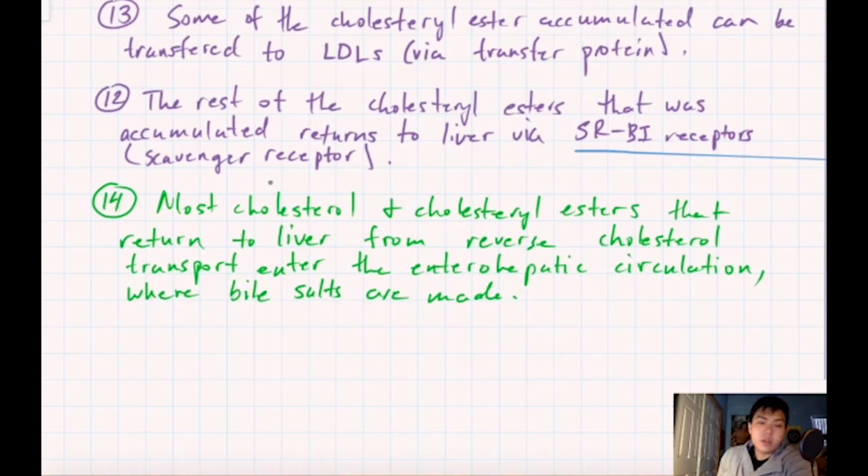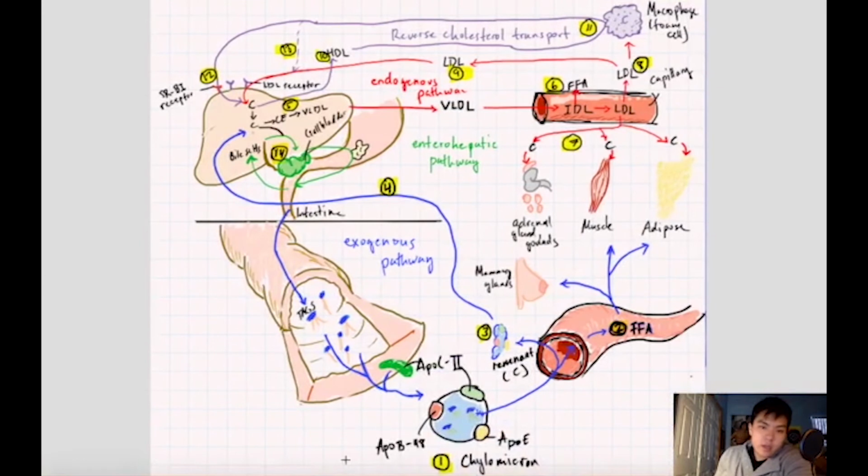And then this last little step right here, the intrahepatic pathway. Most of the cholesterol that returns from your reverse system is going to be used to create bile salts. That's basically all this is saying. So your reverse cholesterol transport is going to bring in cholesterol esters via SR-BI, and it's going to be used and enter this bile salt pathway right here.